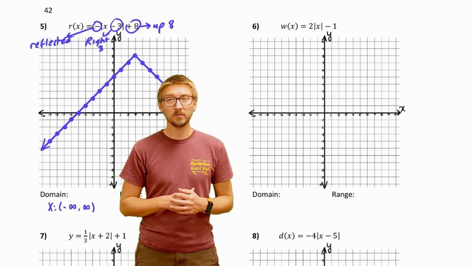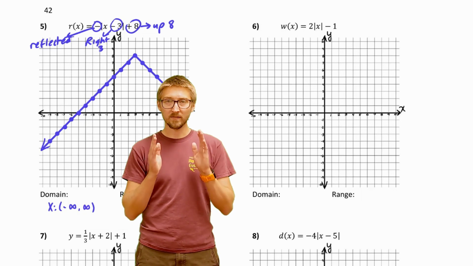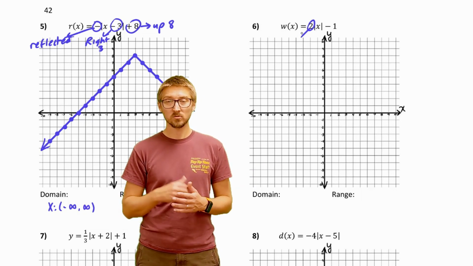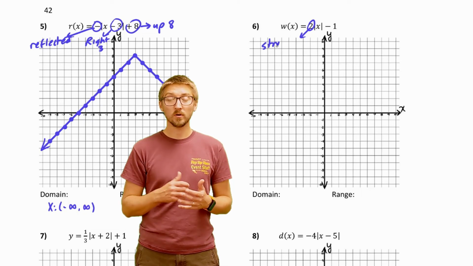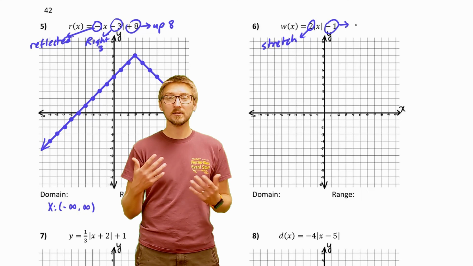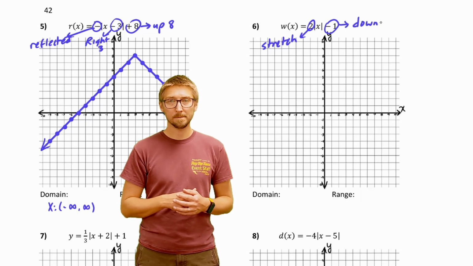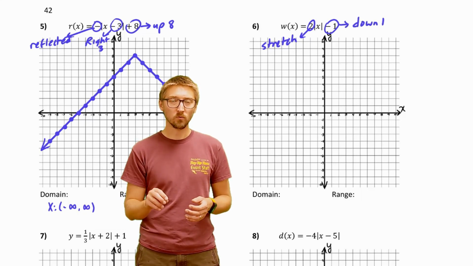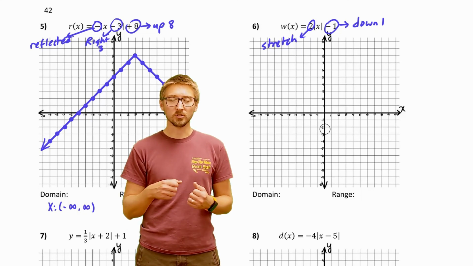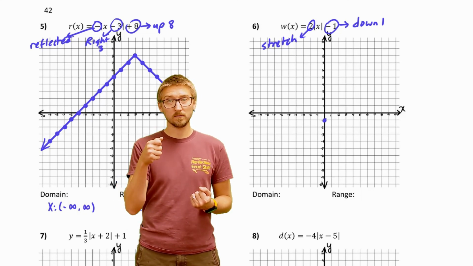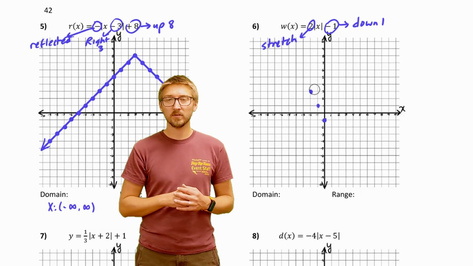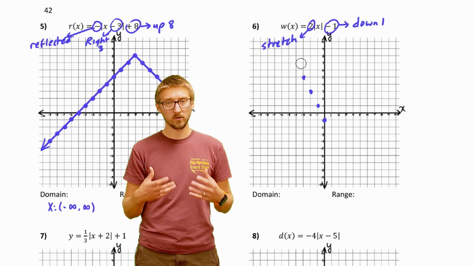Number 6, w of x equals 2, and then we have the absolute value of x, afterwards is -1. So the 2 is a stretch. It's going to make it twice as tall in the vertical direction. The -1 at the end is shifting it down 1. So that vertex point shifts down 1, and then all the other points of each arm are stretched to be twice as tall. So instead of a 1 over 1 pattern, the slope of each arm is 2 over 1.